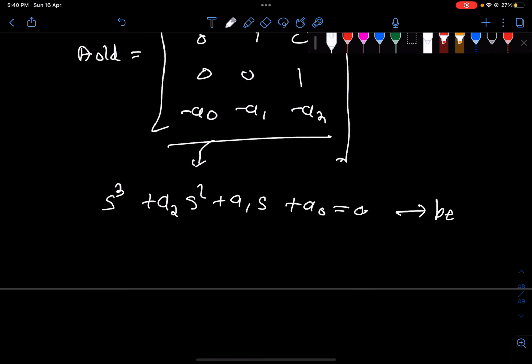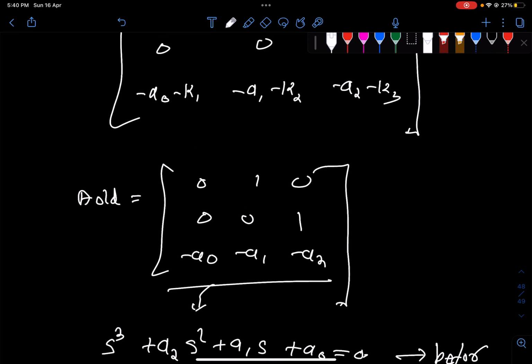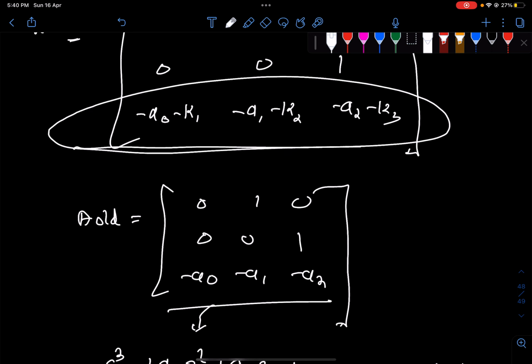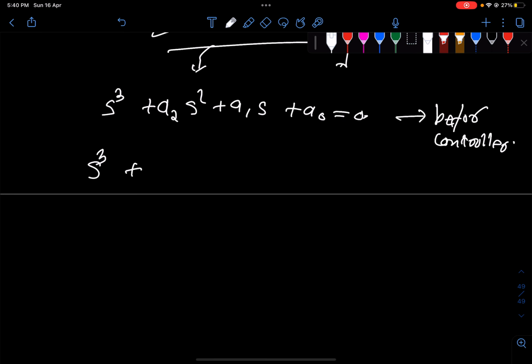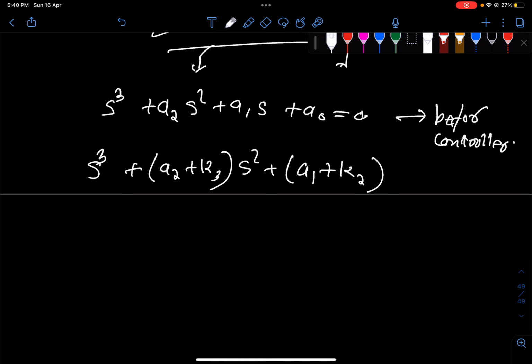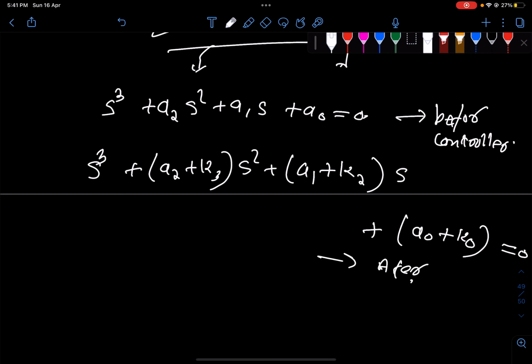This is before the controller. So what about after the controller? After the controller, this is our new row. So it will be s cube plus (a2 plus k3) s square plus (a1 plus k2) s plus (a0 plus k1) equal to 0. This is our equation after the controller.